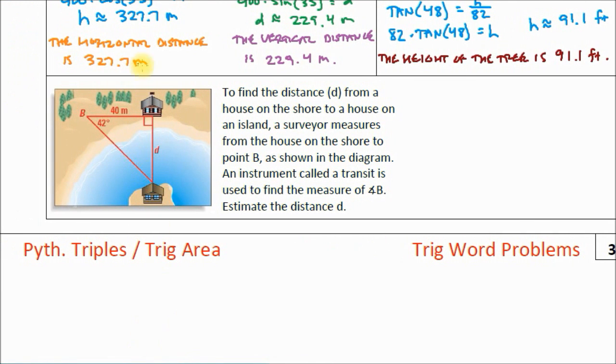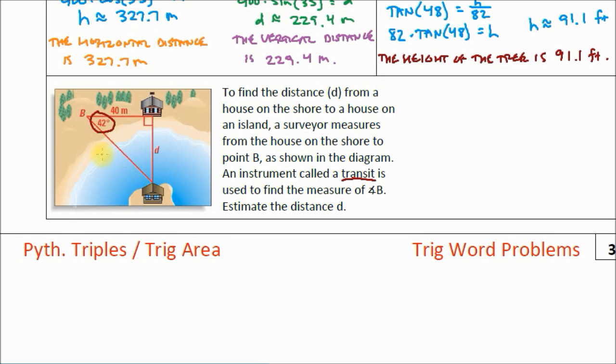Another story. I can see I got a cabin here, another cabin on an island. Looks like I've got a trigonometry question. To find the distance d, which is this line right here, from a house on the shore to a house on an island, a surveyor measures from the house on the shore to point B. Looks like you got 40 meters here. If you can't read that, class, it is 40 meters. And as shown in the diagram, an instrument called a transit, that's what surveyors use, is used to find the measure of angle B. Estimate the distance D. So they figured out that angle B was 42 degrees. That's going to be our reference angle.